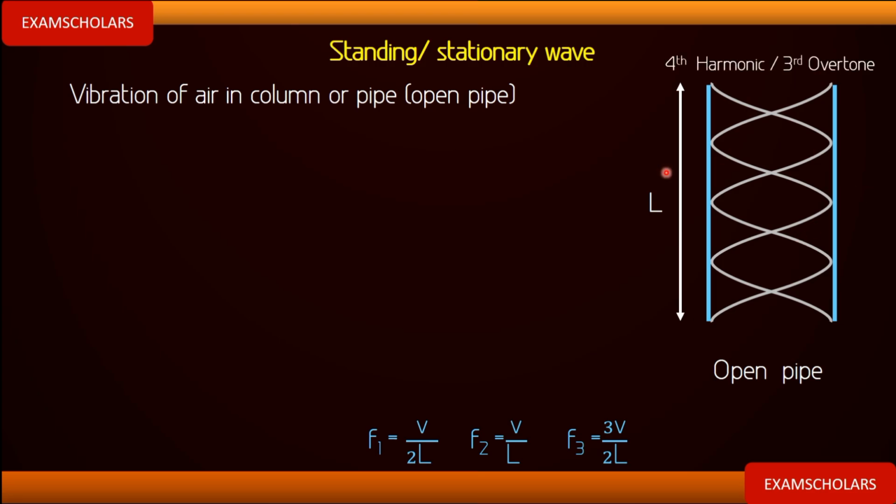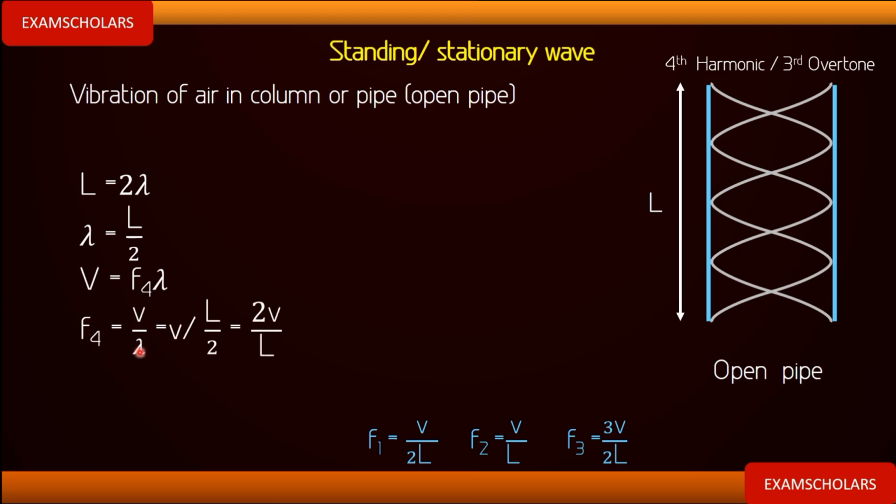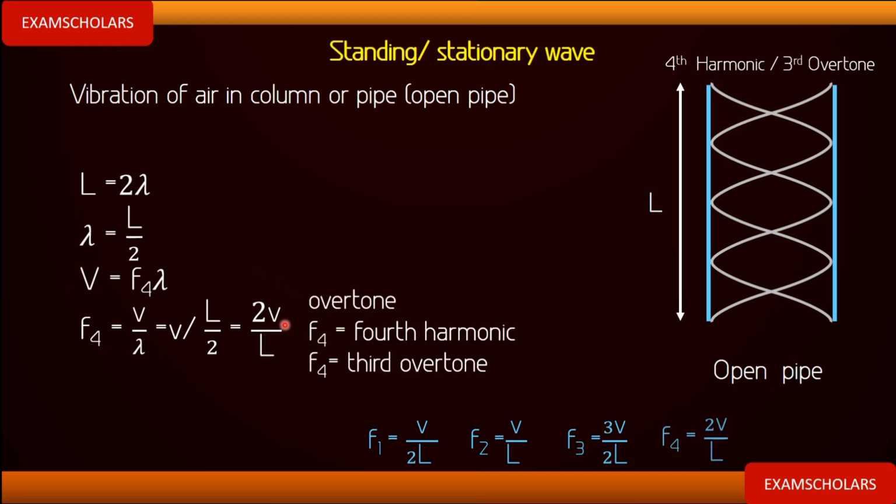Don't forget the length is constant. Now if you look at it, how many complete oscillations? 1, 2. This is complete oscillation 2. But you count it here: 1, 2, 3, 4, 5, 6, 7, 8. 8 lambda over 4. That's 2 lambda. So L equals 2 lambda. Lambda equals L over 2 when you make lambda the subject of the formula. Now V equals F4 lambda, and you have F4 equals V over lambda. So you have V divided by L over 2, and you have 2V over L. So we call it what? Fourth harmonic or third overtone. So which is this value?